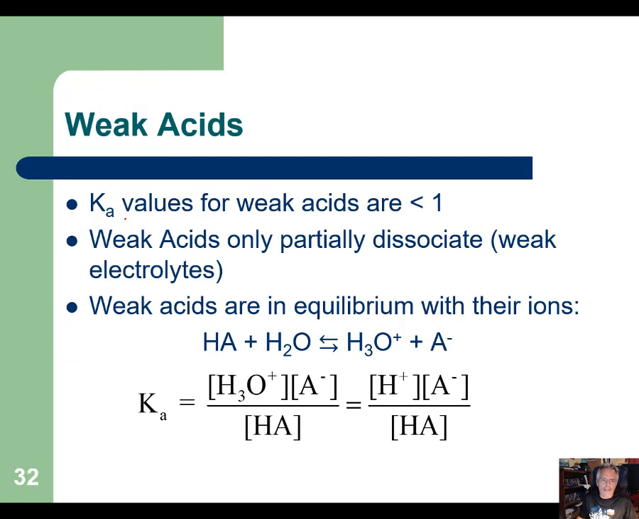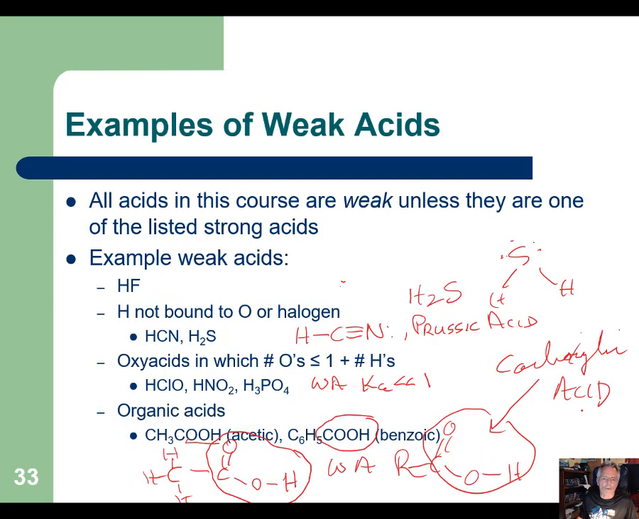So weak acids, the Ka values are less than 1. They only partially dissociate. They're weak electrolytes. And weak acids exist in equilibrium with their ions. This is going to be our equilibrium constant expression along with the Ka. We could use the hydronium ion, but this is just much simpler.